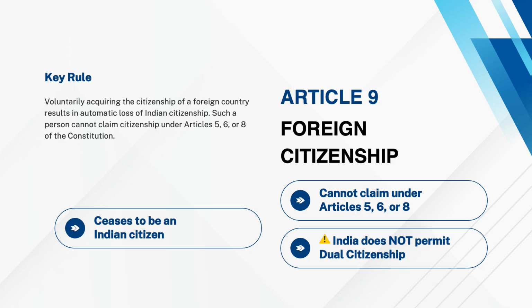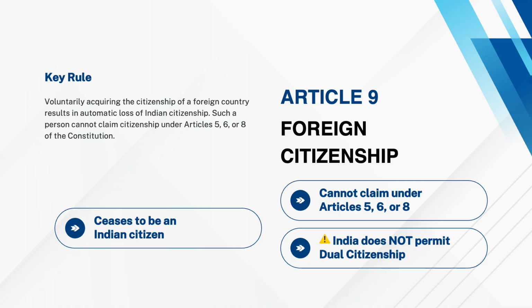Article 9. Again, Article 9 talks about foreign citizenship. Simple, very simple. There's no hidden message, nothing complicated. Article 9 simply declares that if you acquire foreign citizenship, automatically you are not a citizen of India. Okay? Key rule: voluntarily acquiring the citizenship of a foreign country results in automatic loss of Indian citizenship. Okay? Such a person cannot claim citizenship under Article 5.